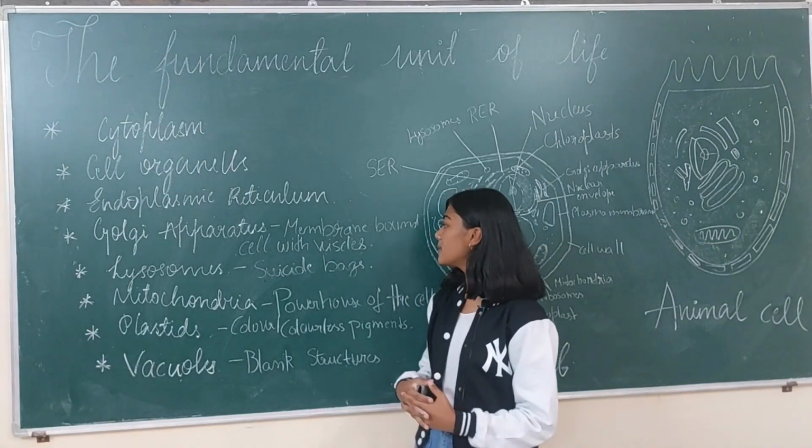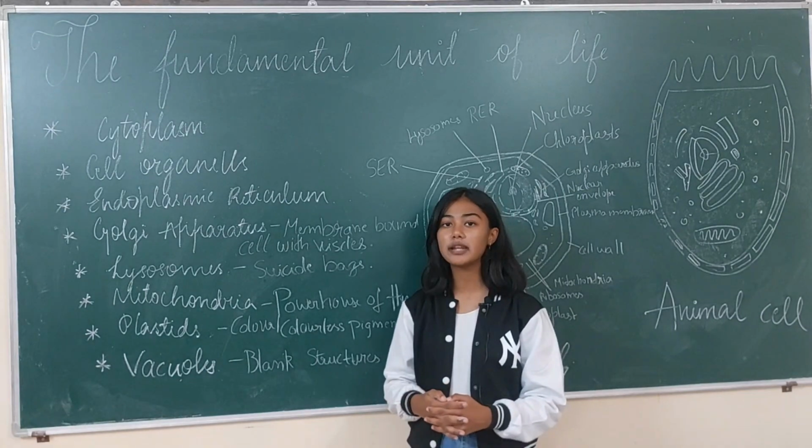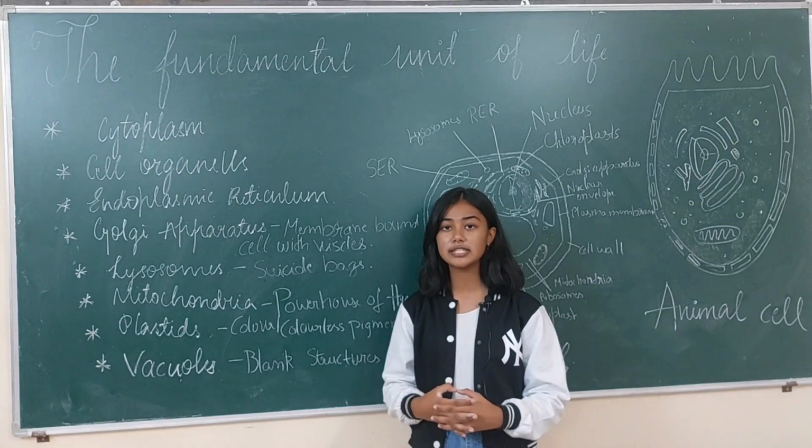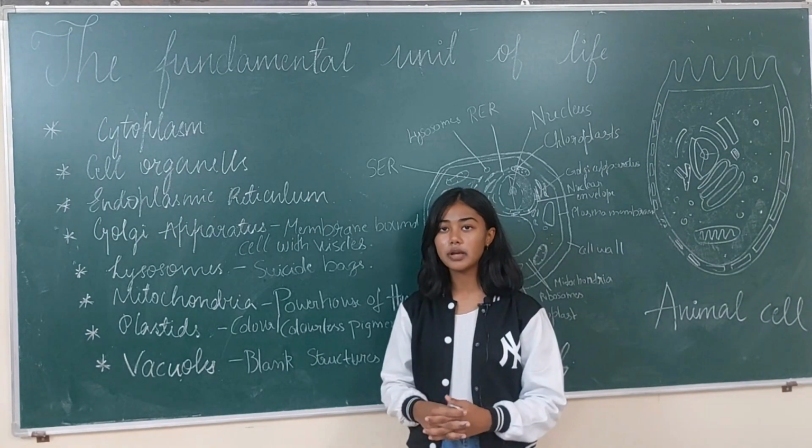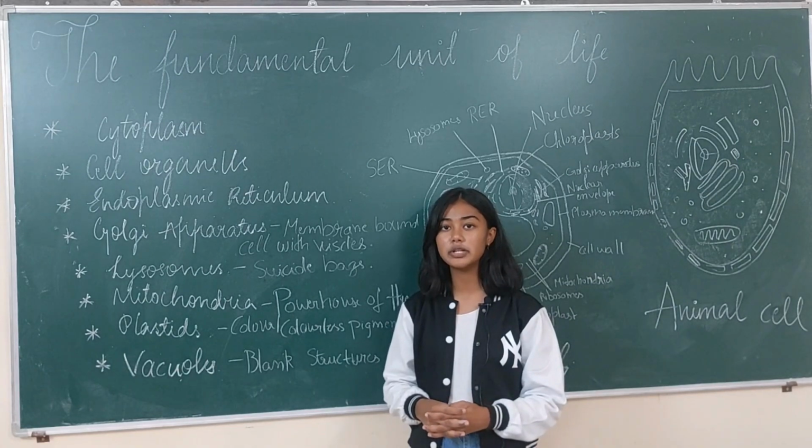Golgi apparatus. Membrane-bound cells with vesicles which are parallel to each other. They have different functions like storage, packaging, dispatching and modification. Golgi apparatus can break complex sugar into simple sugar. Golgi apparatus is also involved in the making of lysosomes.